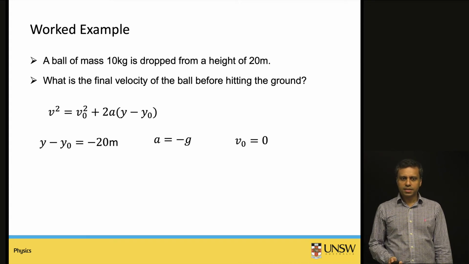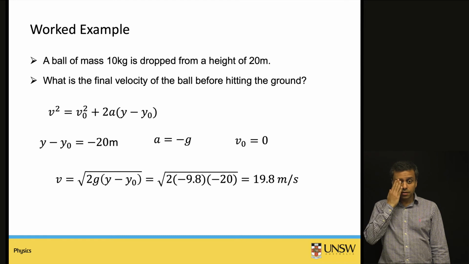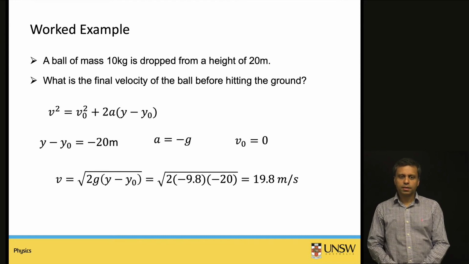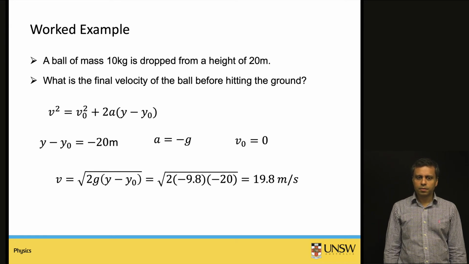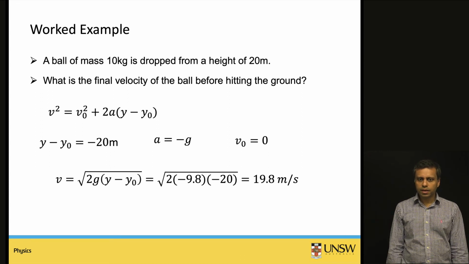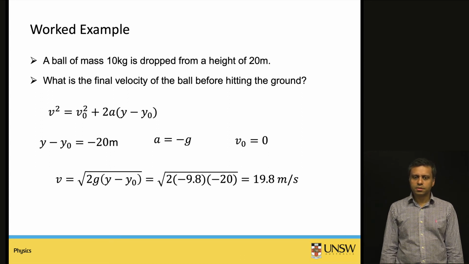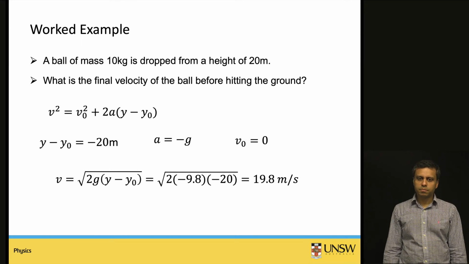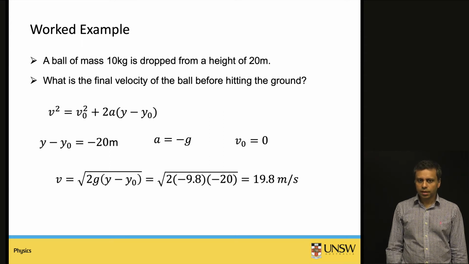So let us plug in these numbers in this equation, and then we can obtain the magnitude of the velocity. And after plugging in all the numbers, we see that the velocity comes out to be 19.8 meters per second. And the velocity is actually pointing vertically downward towards the ground.